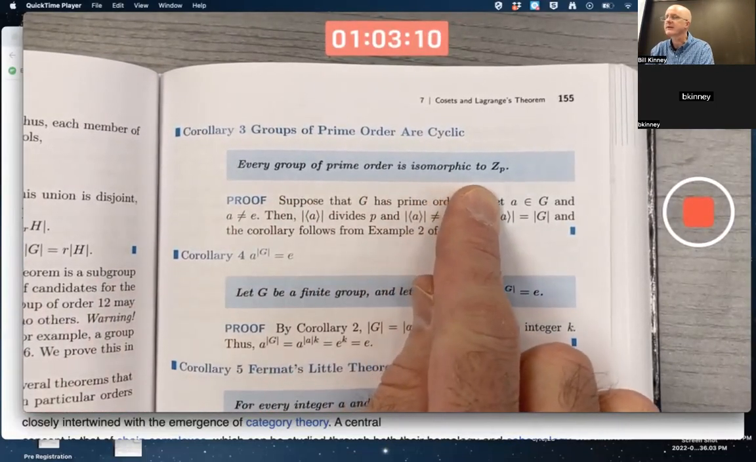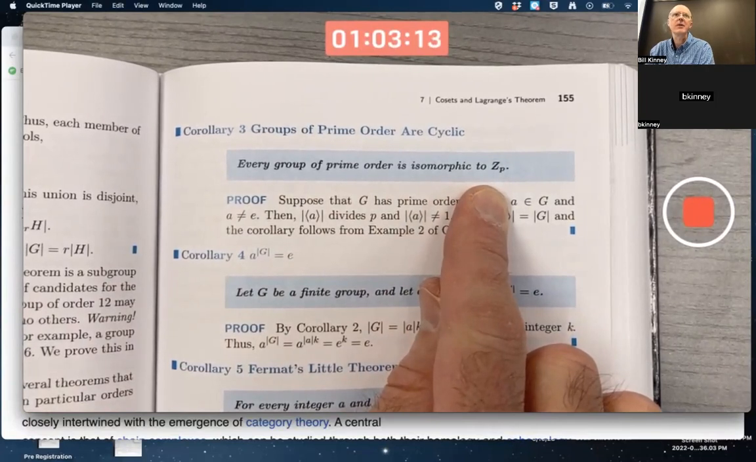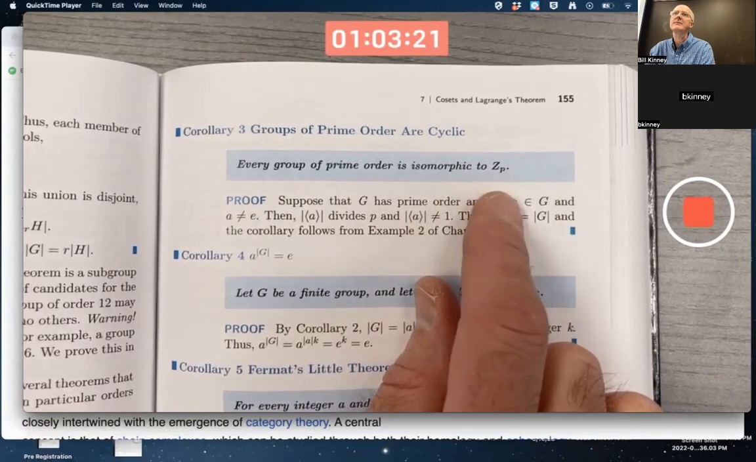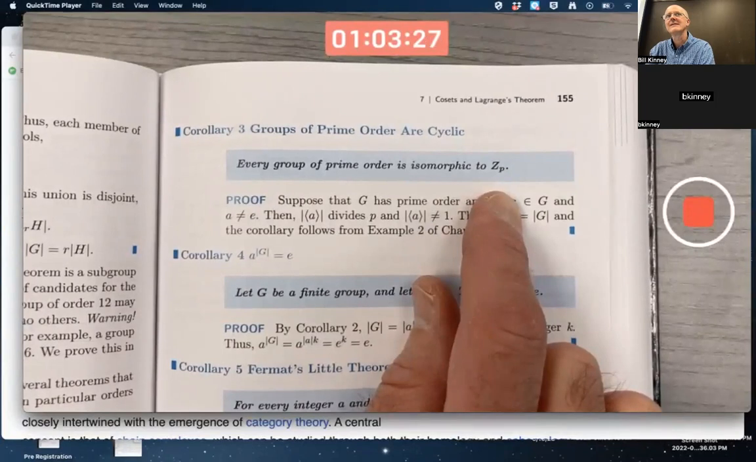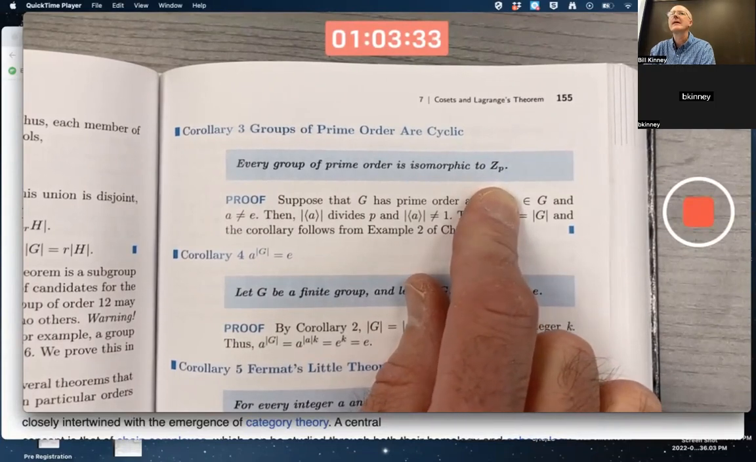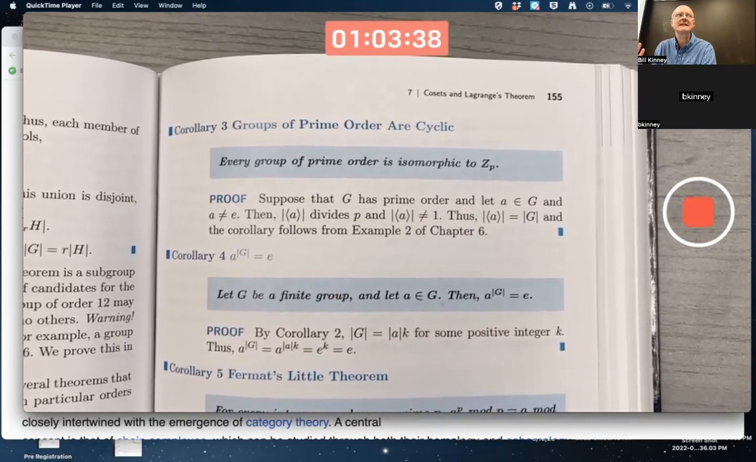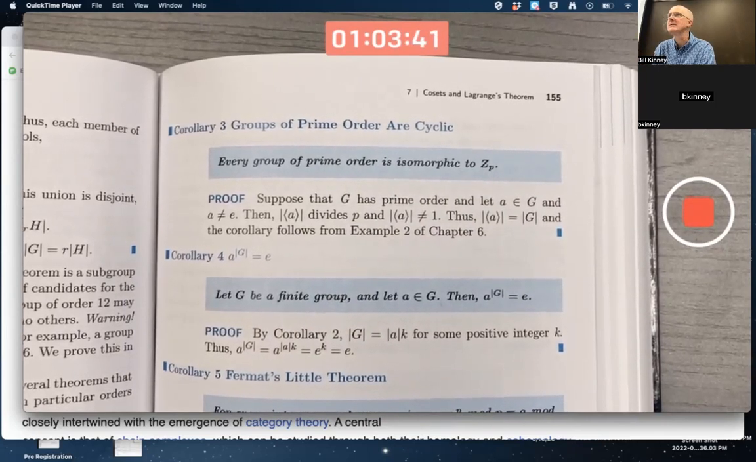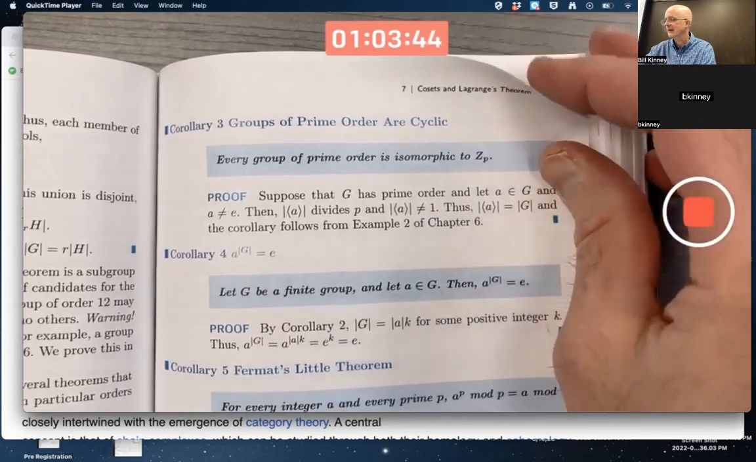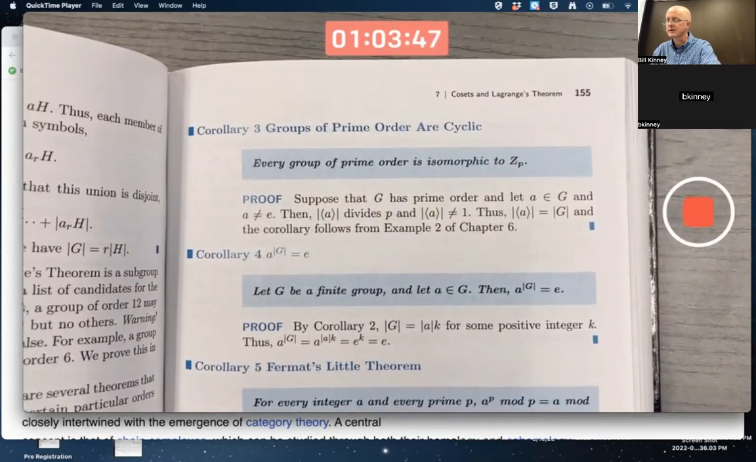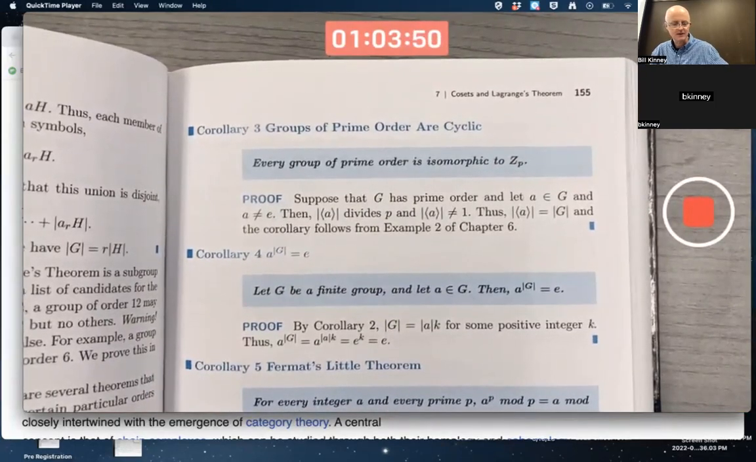Every group of prime order is isomorphic to Zp. Every group of prime order p is cyclic of order p. That doesn't mean it equals Zp. It could be a different group as far as what its elements are and what its operation is, but it's going to be isomorphic to Zp. So from a group theorist's perspective, it's the same as Zp, even though it's technically not equal. It has the same structure, the same Cayley table. You can make the Cayley tables match.